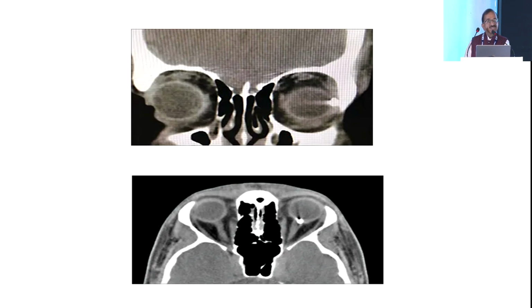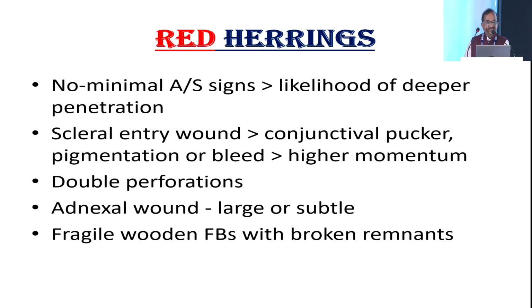And CT scan, of course, is vital, particularly with smaller foreign bodies. A helical or a spiral CT is very useful in detecting these foreign bodies.